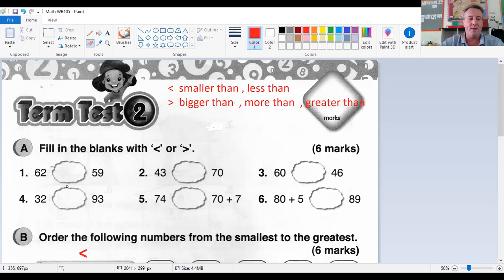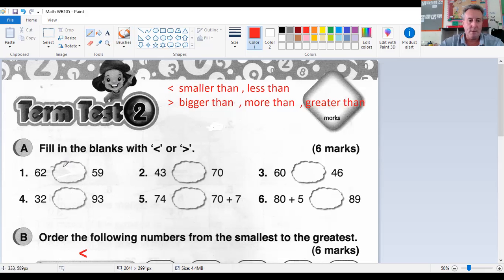And then if they're the same, then we can look at our ones and see which is the biggest or the smallest. This time, 62 is bigger than, oh, I haven't got my pen, have I? Okay, there we go.